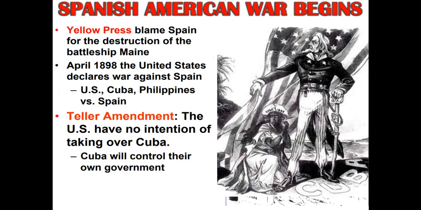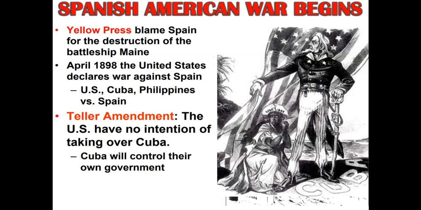Before we move on, I do want to say that Spain was no match for the United States. Literally, Spain was just a shadow of its old glory. Spain was no longer a power. It was barely hanging on to some territories by this time. But the yellow press basically blamed Spain for the destruction of the battleship Maine. In April 1898, the United States declared war against Spain.